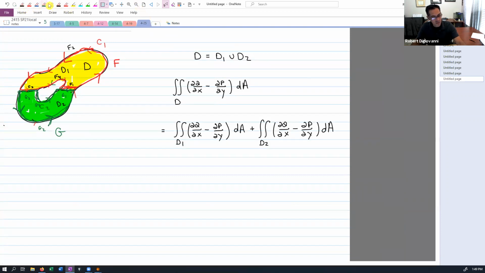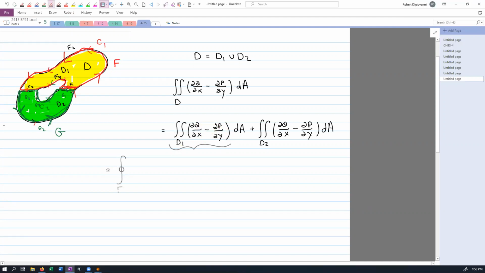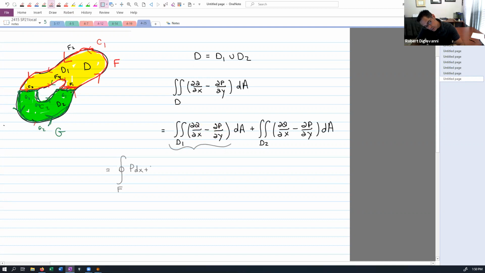Let's take a look at this integral. Do you agree that that double integral over D1 of these partials, that's Green's theorem. By Green's theorem, that's the same as the line integral over the closed path. Now, what is the path that encloses D1? That's F, right? That's the F curve. And then this will be P dx plus Q dy. Do y'all agree that that's what that is?